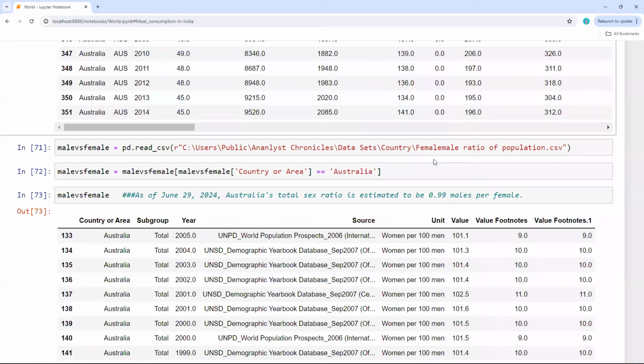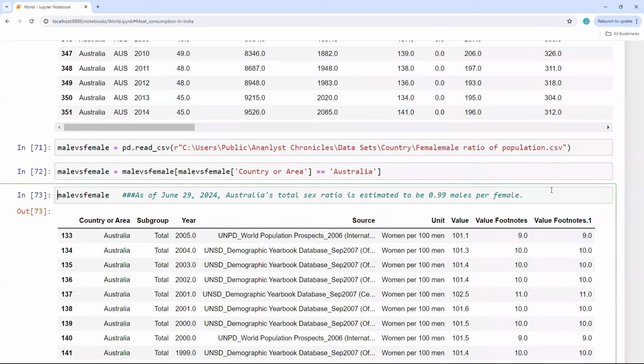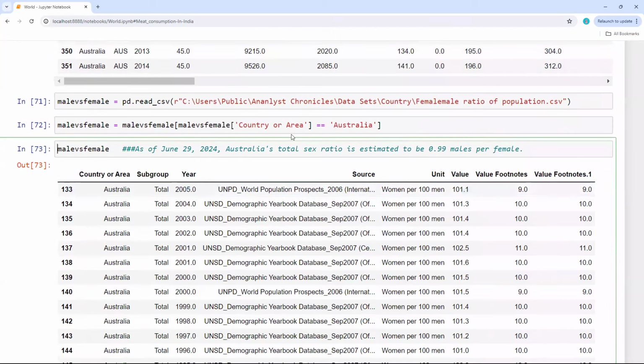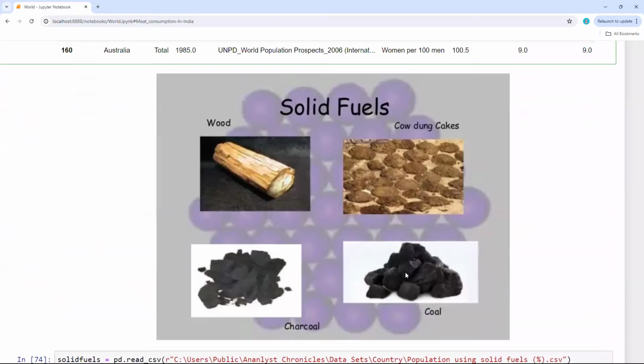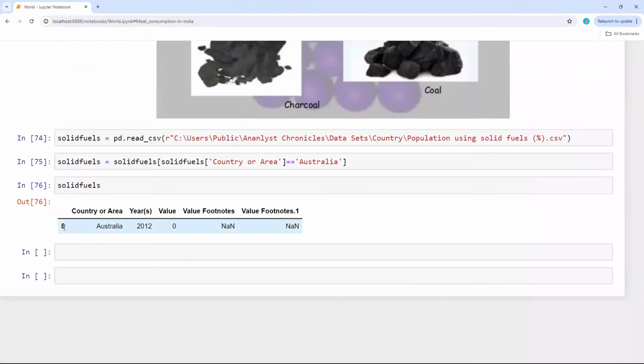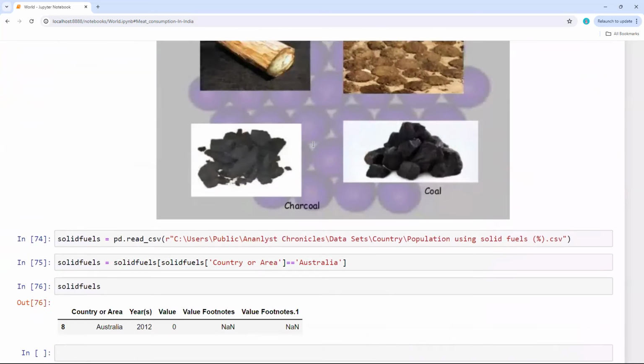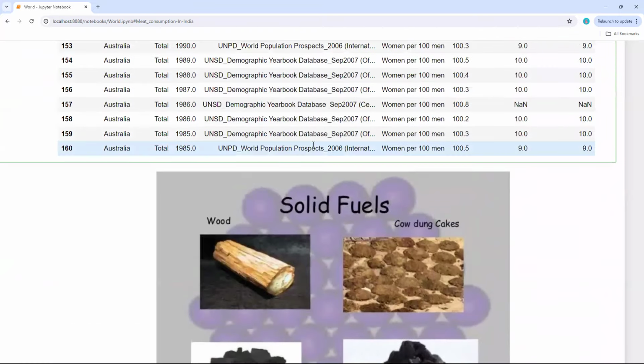And males versus females, like sex ratio. So the Australian sex ratio, as of 2024, is estimated at 0.99, like around 990 males for every thousand females. So that is the sex ratio, and this is about solid fuels, how the Australian people are using solid fuels. And this data shows they are using zero, they're not using anything. I think we do not have the data for solid fuels for Australia.